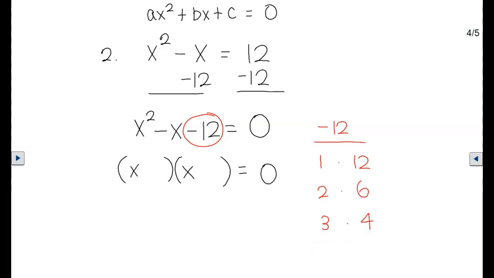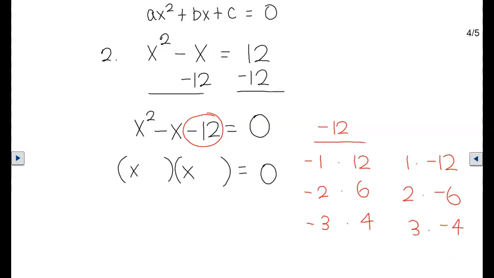But I want a negative 12, which means that one of my two numbers in each combination is going to have to be a negative. So I could do a negative 1 times 12, or I could do 1 times negative 12. I could do a negative 2 times 6, or 2 times a negative 6. I could do negative 3 times 4, or 3 times a negative 4. One of the two numbers has to be negative to make that 12 a negative.